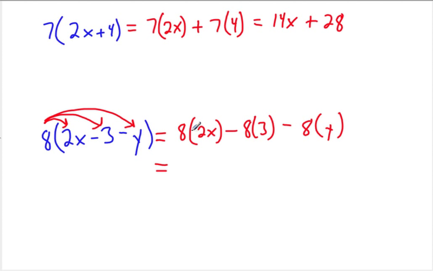So we have an 8 times 2 times x, and we can do that in any order. So I'll do 8 times 2 is 16, then times x, minus 8 times 3, minus 8 times y. And we are done with that one. Now, since these are not like terms, we cannot combine them, and we're going to do more of this the next time we meet. Let's do another one.